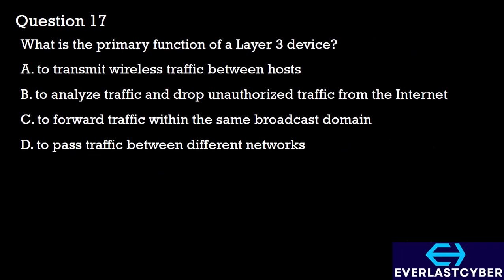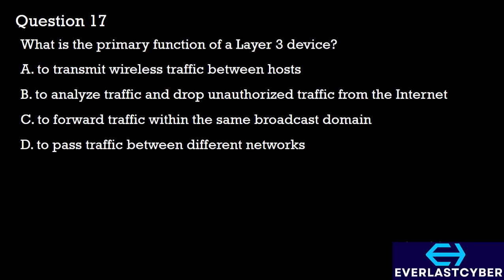Question 17. What is the primary function of a layer 3 device? A. To transmit wireless traffic between hosts. B. To analyze traffic and drop unauthorized traffic from the internet. C. To forward traffic within the same broadcast domain. D. To pass traffic between different networks.